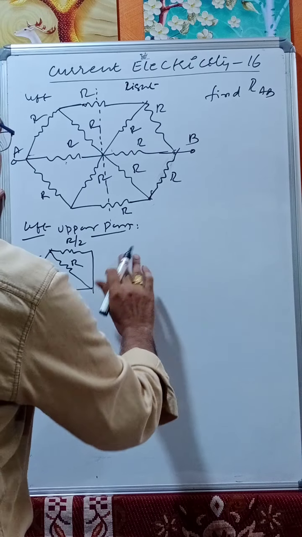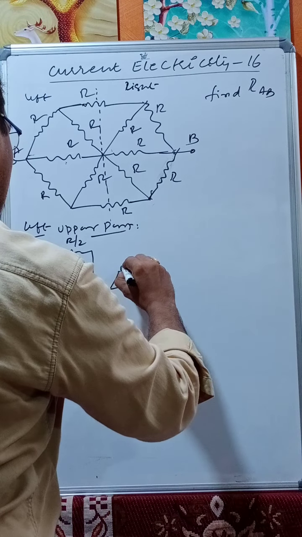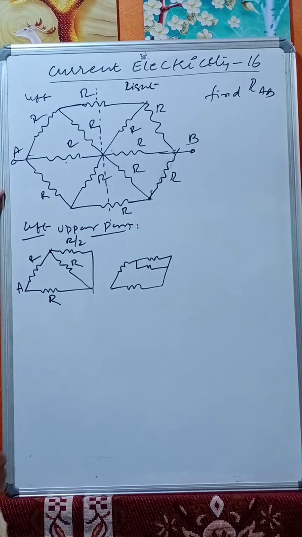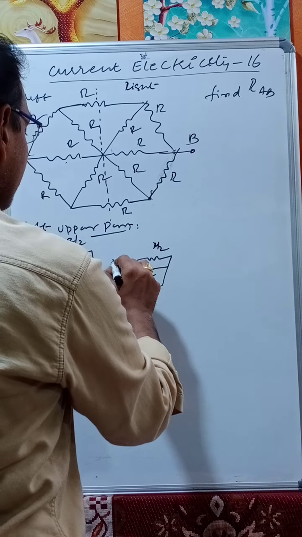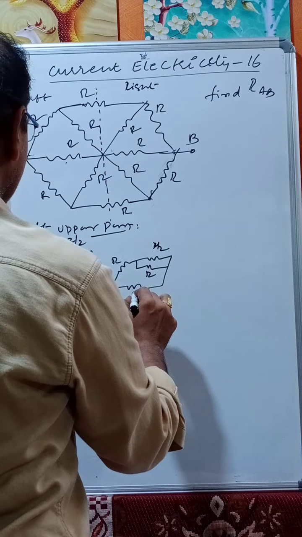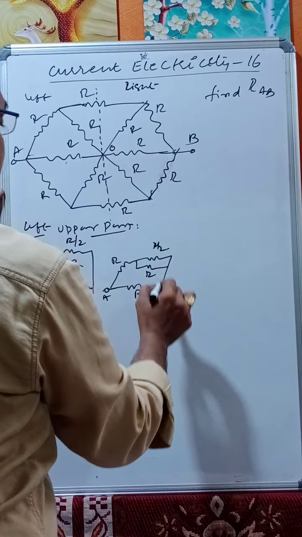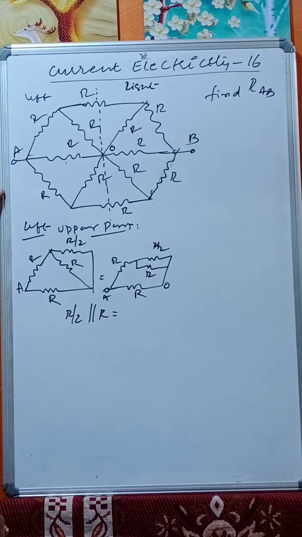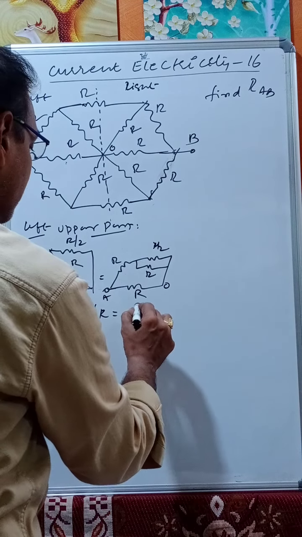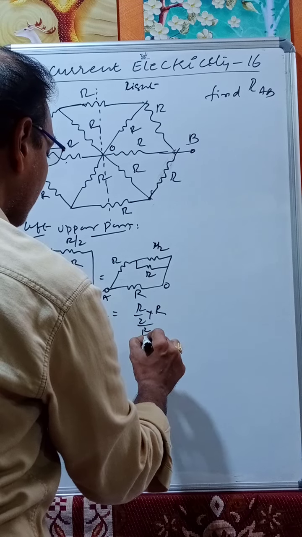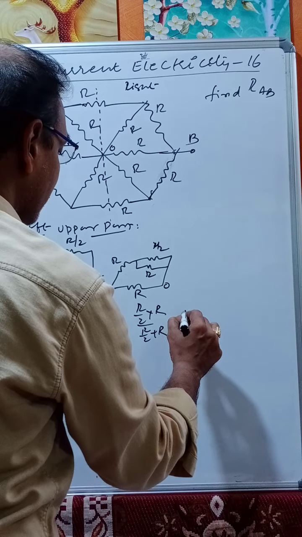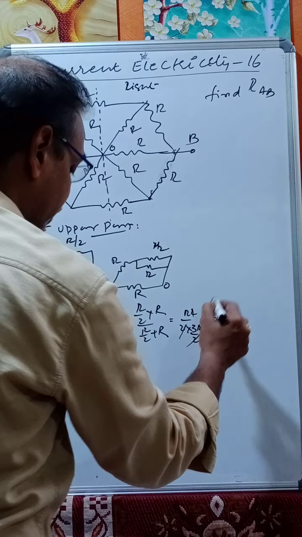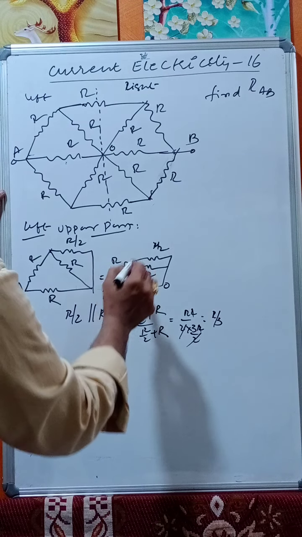This is R by 2 in parallel with R. This is R, this is point A, this is R. Let's take this as point O. Now R by 2 in parallel with R equals (R by 2 into R) by (R by 2 plus R), which is R square by 2 into 3R by 2, equals R by 3. Therefore this is equal to R by 3.